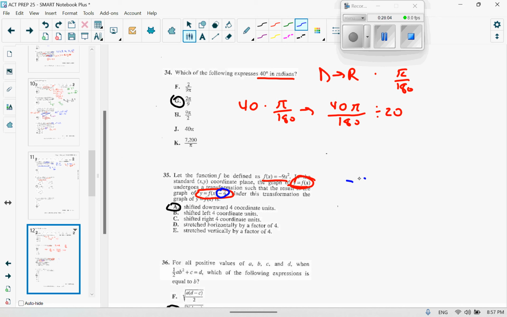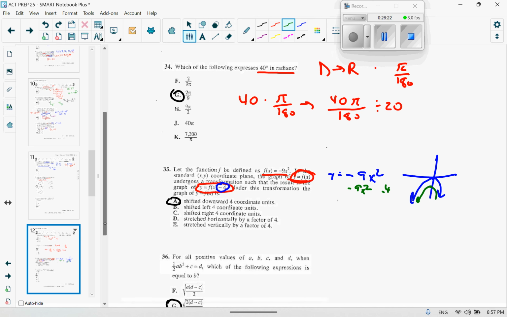Other way you could do it is you could graph y equals negative 9x squared. It would be something like this. And then you could graph this thing with a minus 4 component on it. And it would be like this. So you're just shifting it down 4 units.